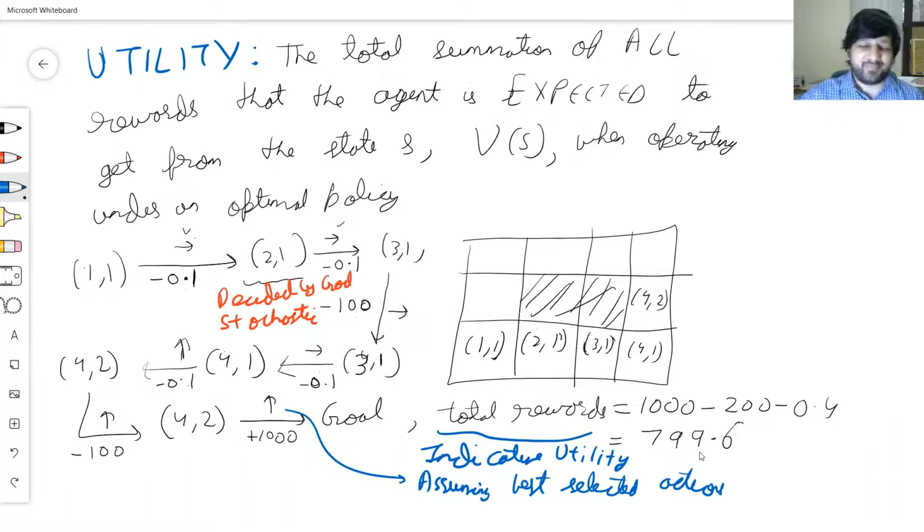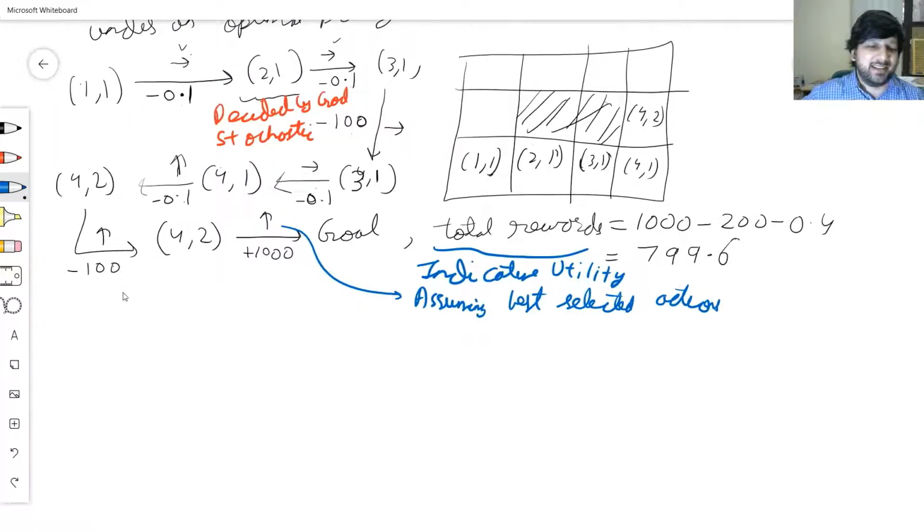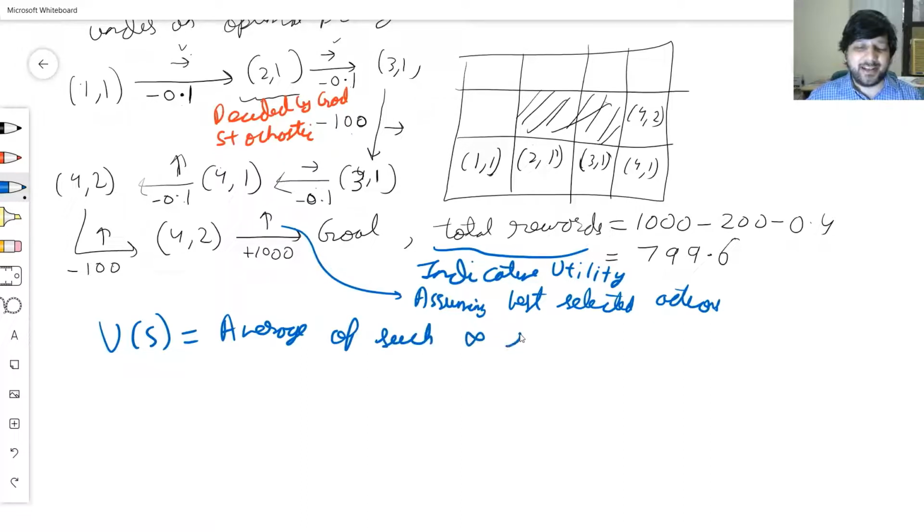So what really is my utility? Again, speaking informally, utility of S is the average of such infinite runs. So we did it once, do it infinite times, take the average, and that's why I said expected. And whatever you get, that is your utility. And that brings me down to a very fundamental difference, written once more.